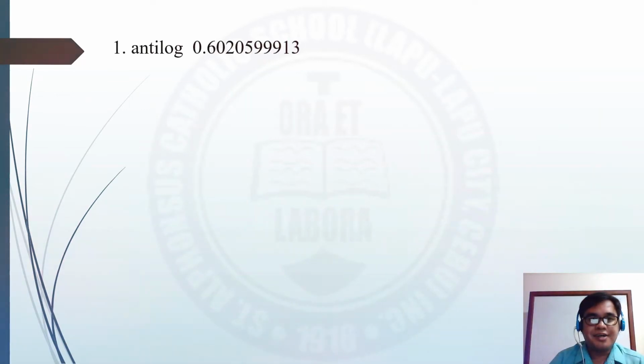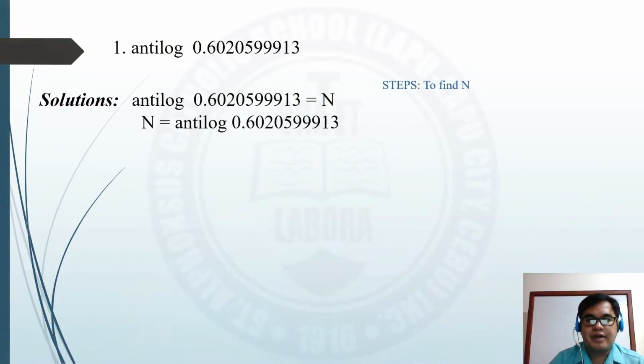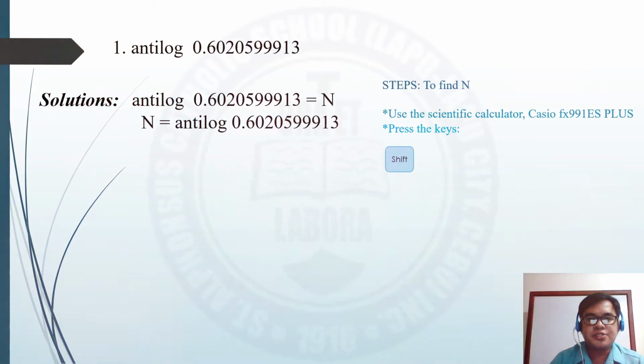So this is the given, and here are the solutions. First, again, we are going to equate the given antilogarithm with n. Use the symmetric property of equality so that the known variable n is written at the left side of the equation, and the outcome will be like this. To find the value of n, use the scientific calculator and press the keys Shift, Log, and the given number, equals, and the answer is 4, and n is equal to 4.